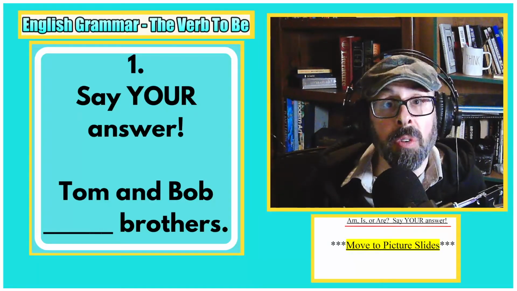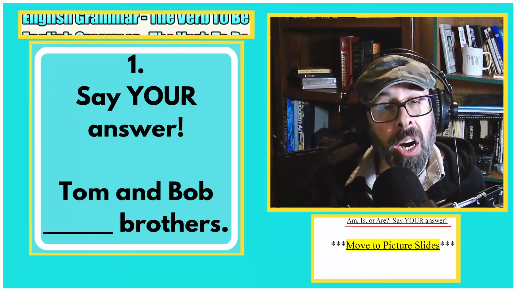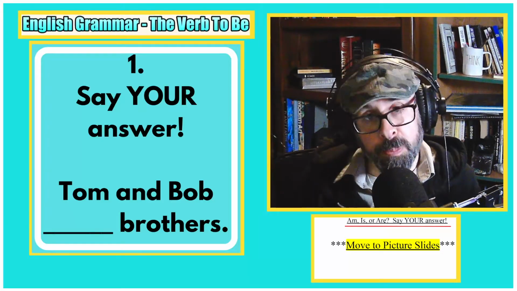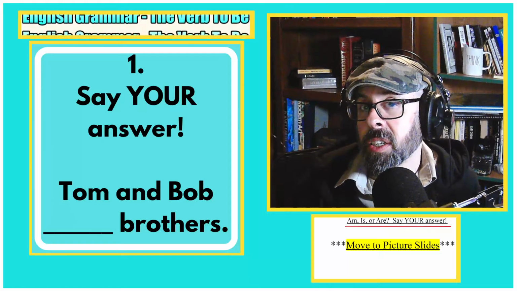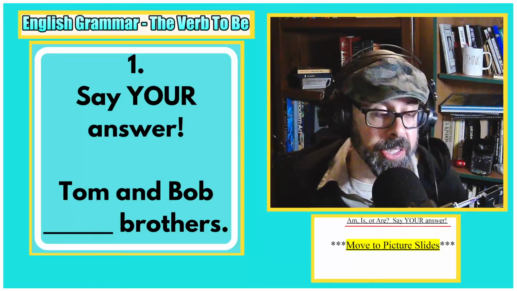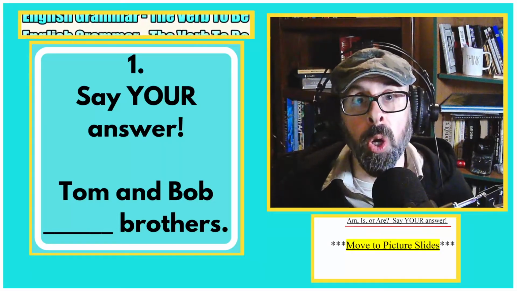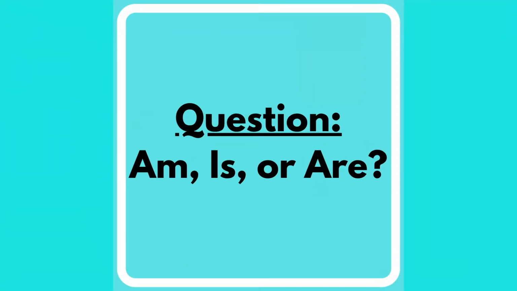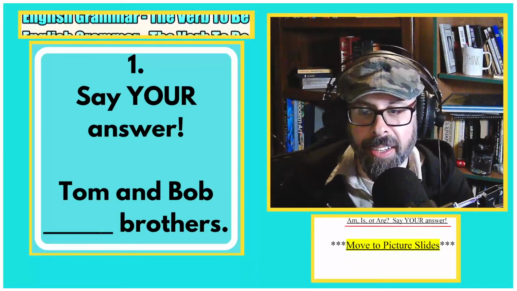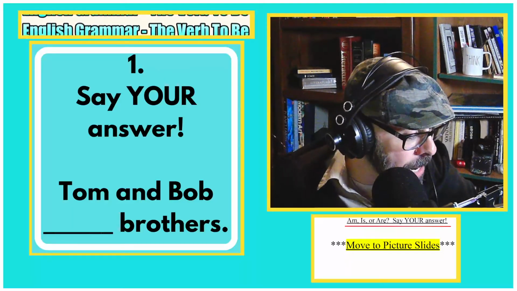We're going to have 12 different example sentences, and your job is to pick the correct verb to be in present tense for the answer. So you will want to select am, is, or are, and then say the correct answer. All right, let's try it. You ready?